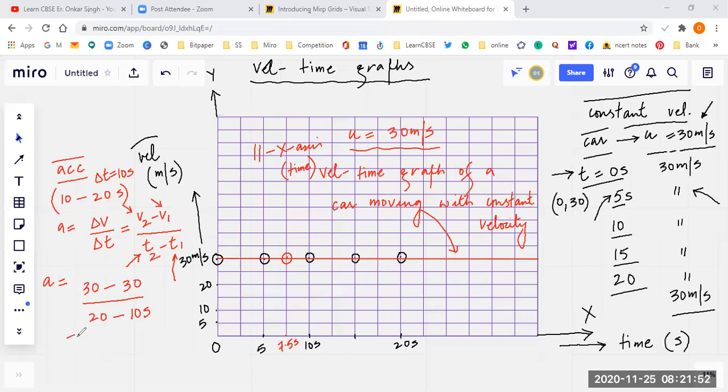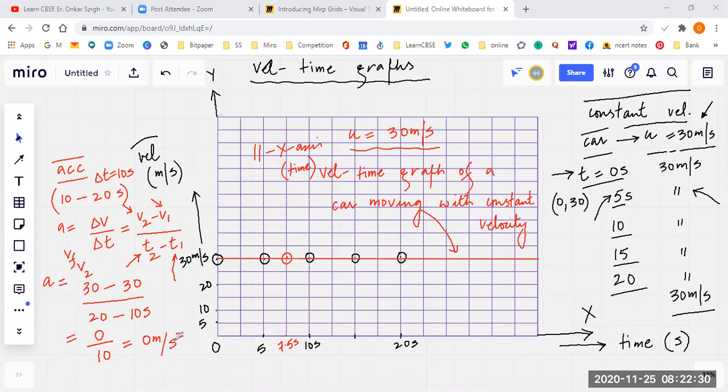So this is equal to, students, 30 minus 30. The velocity is not changing. The final velocity, which you can represent by V2 or Vf, is the same. So 30 minus 30 is 0, 0 divided by 20 minus 10, which is 10. What is the acceleration? 0 meter per second square. Correct.